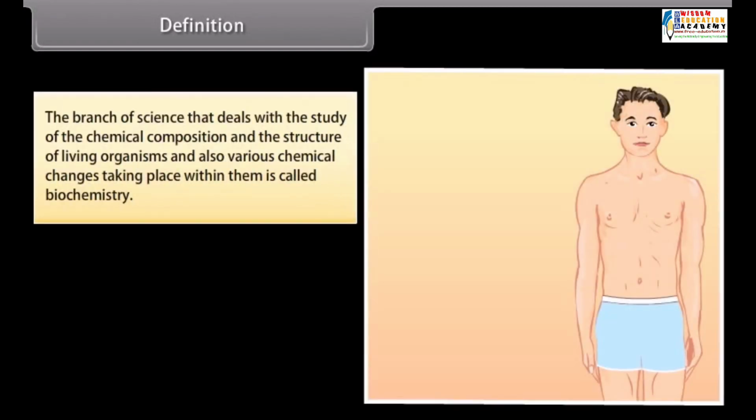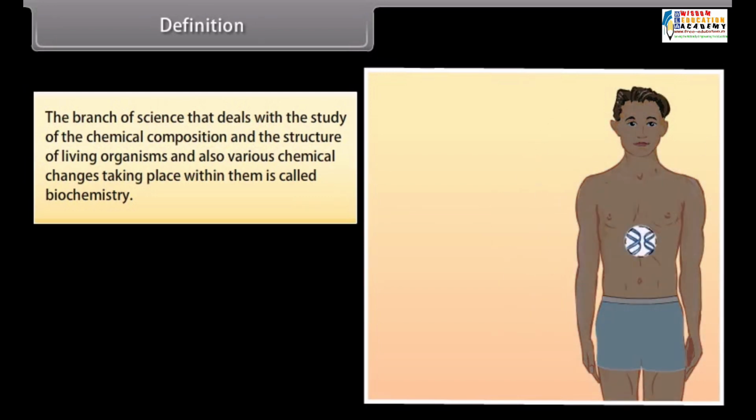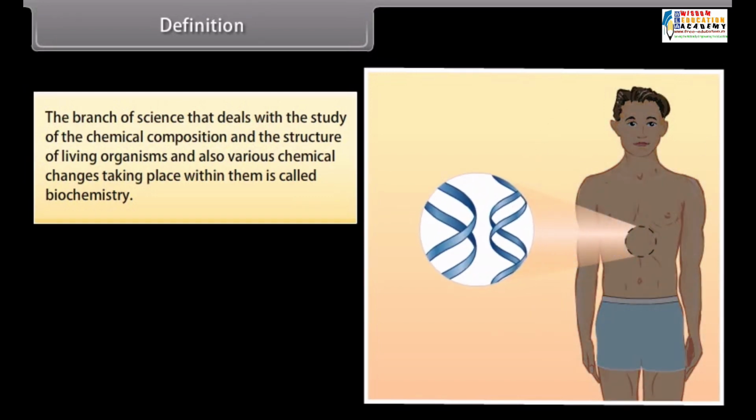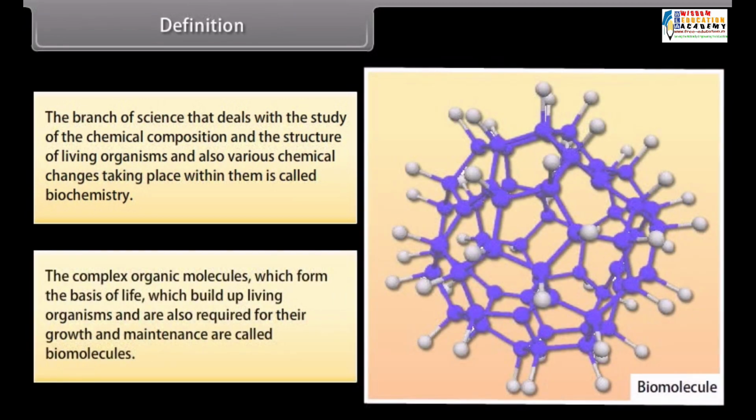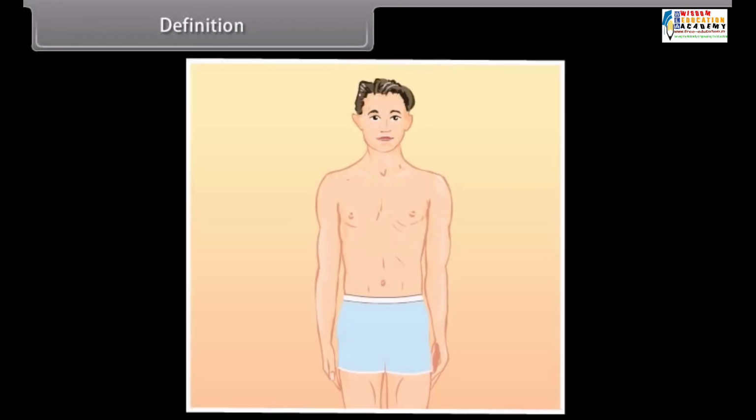Definition. The branch of science that deals with the study of the chemical composition and the structure of living organisms and also various chemical changes taking place within them is called biochemistry. The complex organic molecules which form the basis of life, which build up living organisms and are also required for their growth and maintenance are called biomolecules.